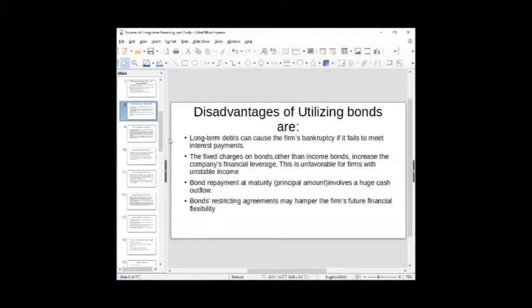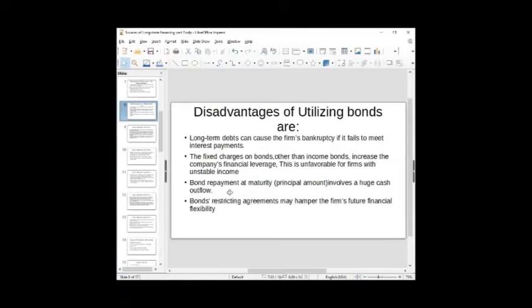The bond repayment at maturity involves a huge cash outflow, of course, because that is paying the principal amount already, not only the interest, but also the principal. So that's really a huge cash outflow. The officer in charge of handling the financial management of the company must be aware that there must be a schedule on the principal payment of bonds to avoid an excessive cash outflow of the business.